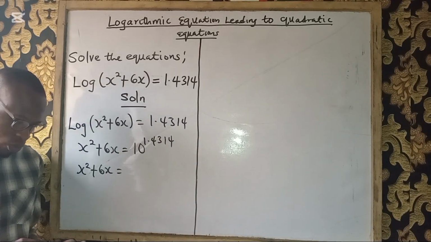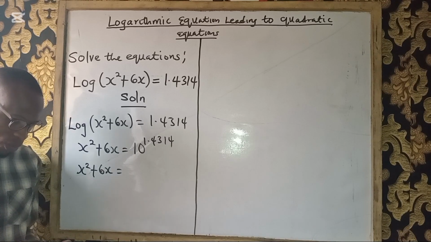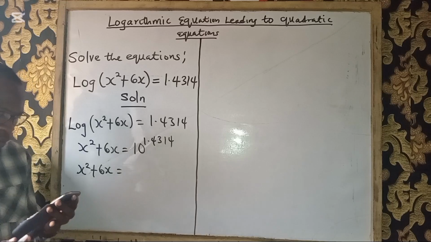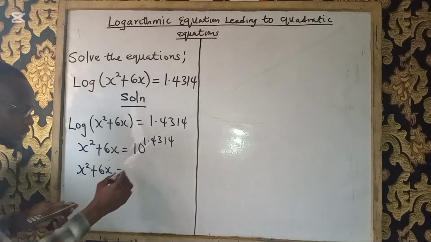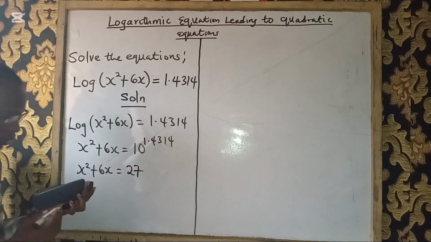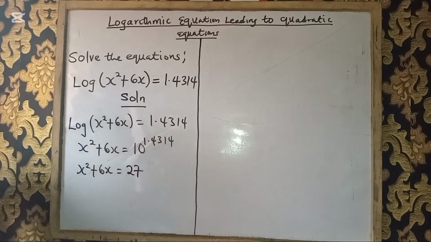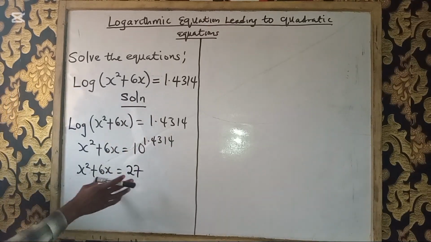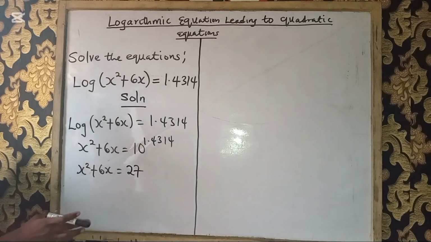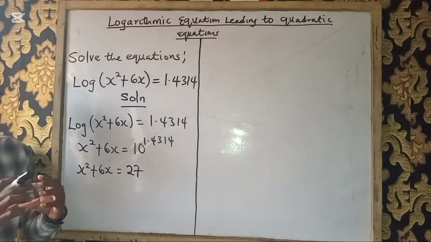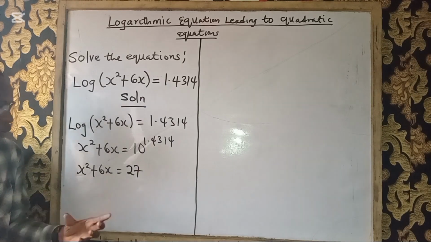10 raised to power 1.4314. So I have 27.00. So same thing as just saying what? 27. So the result of 10 raised to power 1.4314 gives us 27. Now we can arrange this in such a way that we are going to have a quadratic expression. That's a quadratic equation, okay?